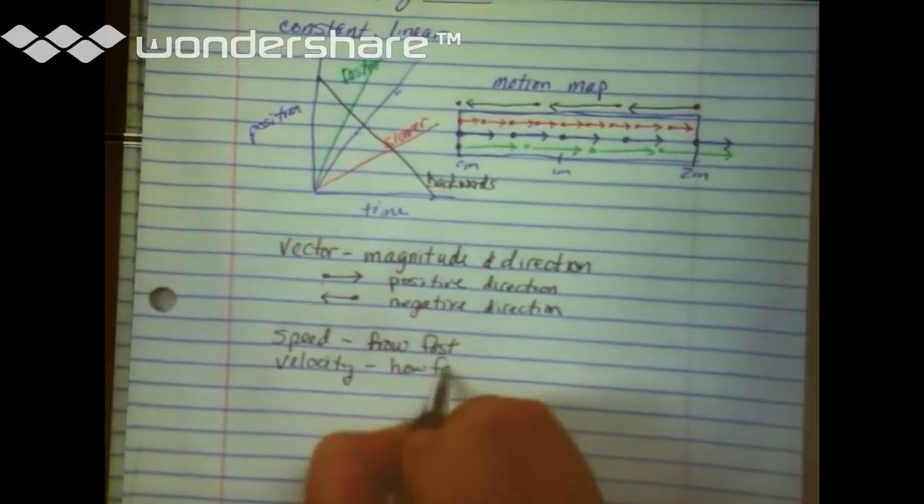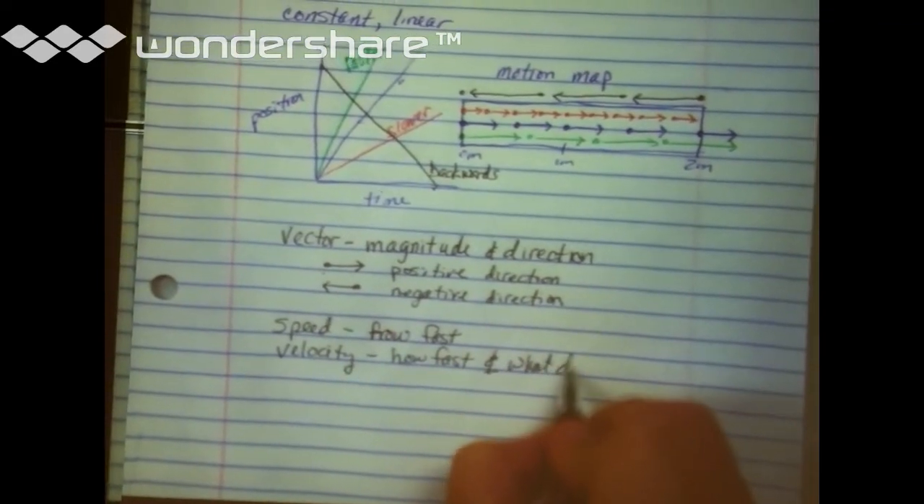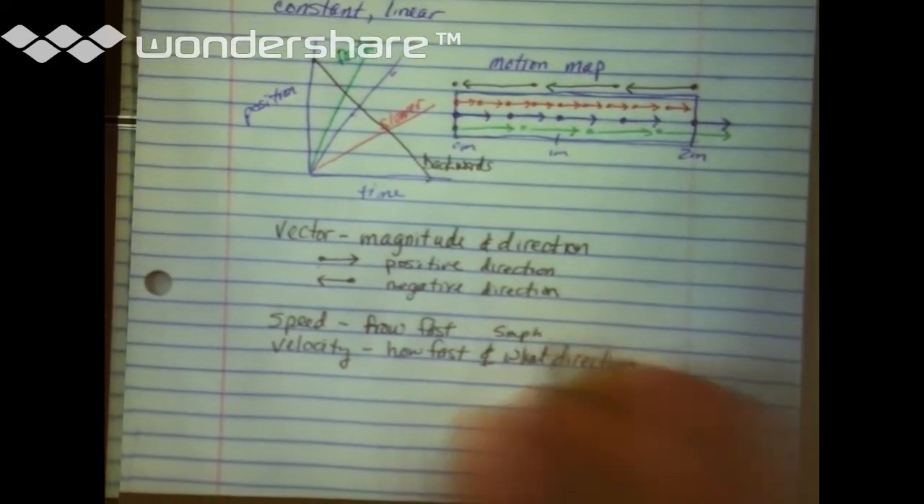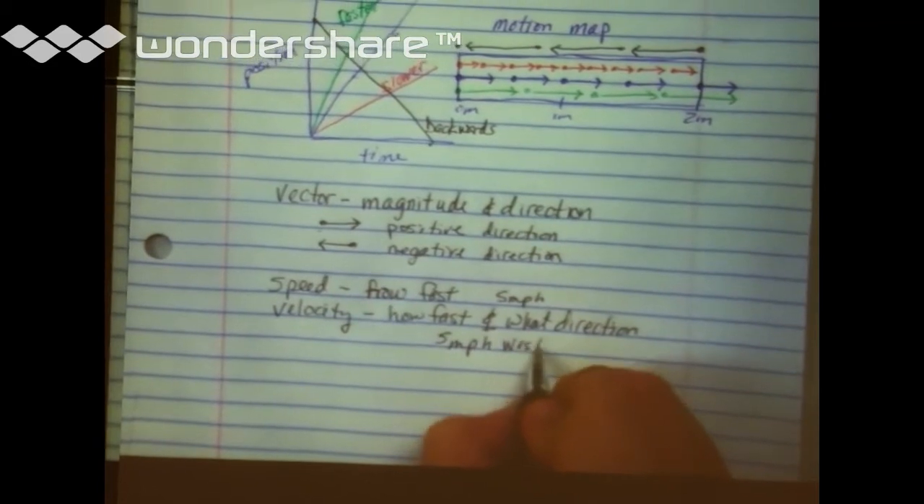Velocity is how fast and that's the big part, what direction. So I can say that I'm going 5 miles per hour, that's a speed. 5 miles per hour west is a velocity.